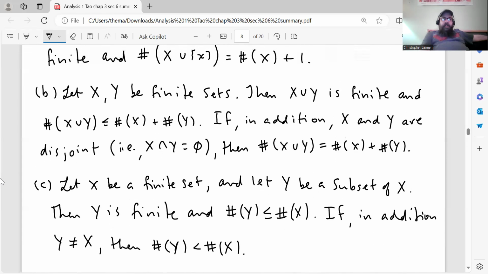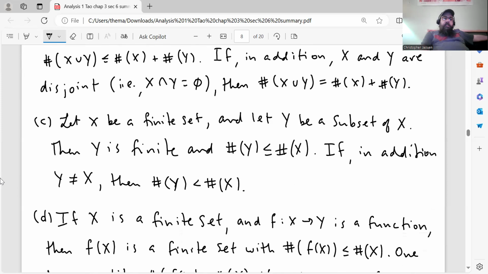Part B says let X, Y be finite sets. Then X union Y is finite, and the cardinality of X union Y is less than or equal to the cardinality of X plus the cardinality of Y. If in addition X and Y are disjoint, which means X intersect Y is empty, then the cardinality of X union Y is equal to the cardinality of X plus the cardinality of Y.